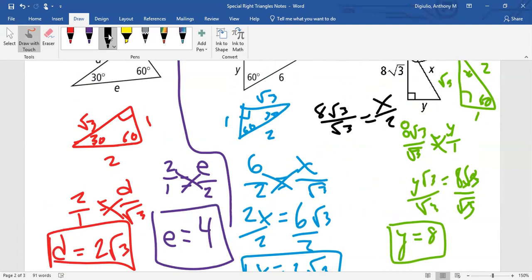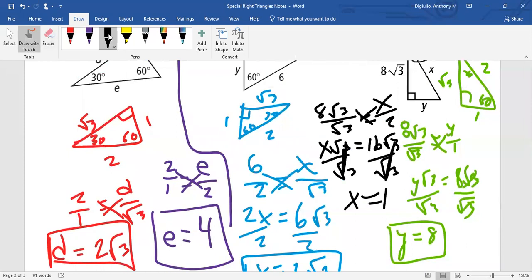I'm going to start by cross multiplying. So I get x root 3 equals, well, 2 times 8 is 16 root 3. And then I'm going to get x by itself. So divide root 3 on both sides. They cancel here. They cancel here. X equals 16.